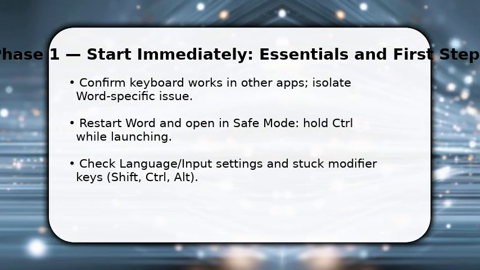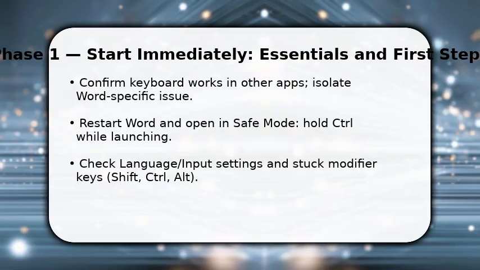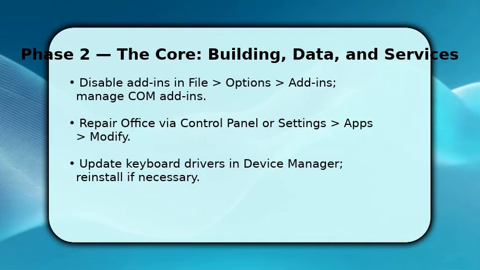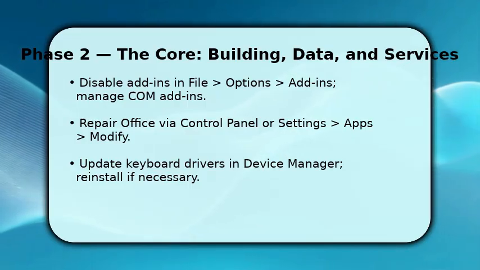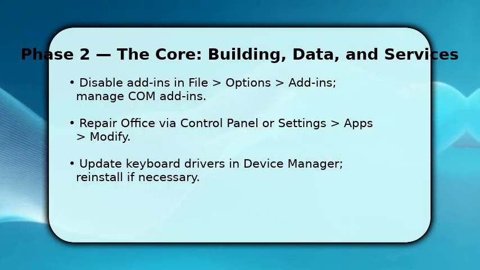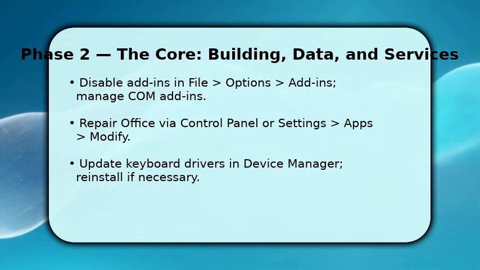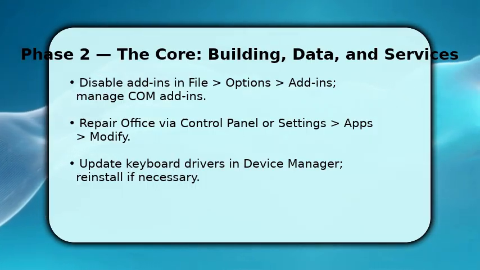Next, you dig deeper into Word and the system. Open File, Options, Add-ins, then manage COM add-ins and disable suspicious entries. Add-ins often intercept keystrokes. If that fails, repair Office from Settings or Control Panel. Choose Quick Repair first, then Online Repair if needed because it fixes corrupted program files. Meanwhile, open Device Manager to update or reinstall the keyboard driver. Outdated or corrupted drivers can stop key events reaching applications.